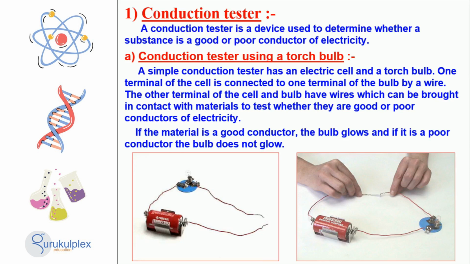A conduction tester with a torch bulb is made up of an electric cell and a torch bulb, where one terminal of each is connected by means of a wire. On bringing the other terminals into contact with a material, if the material is a good conductor, the bulb will light up, otherwise it won't.